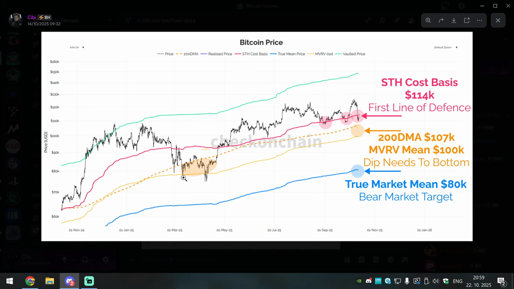And then you have the MVRV mean at 100k. This was the line which held Bitcoin back in the tariff panic, so we will be watching that. It's currently very close to 100k, just above. 100k is also psychological, so I'm definitely watching in case it aligns with the technical analysis, which it definitely should, and there will be good order flow. I'll be looking for other entries if we come to that level.